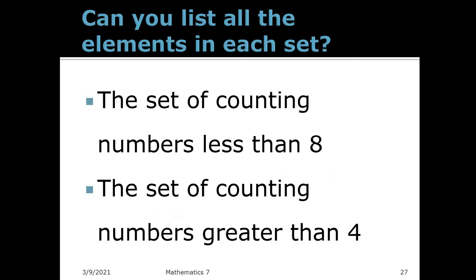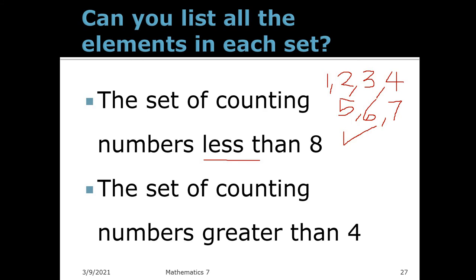So is it possible to list the elements in a set? Let's say, for example, the set of counting numbers less than 8. Yes, we can. It's easy. Counting numbers. So we have 1, 2, 3, 4, 5, 6, and then 7. 8 is not part because it states here numbers less than 8.